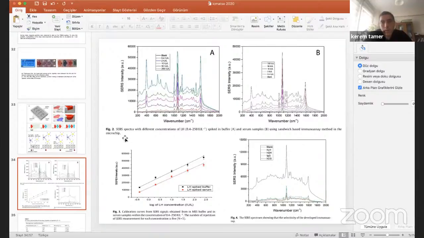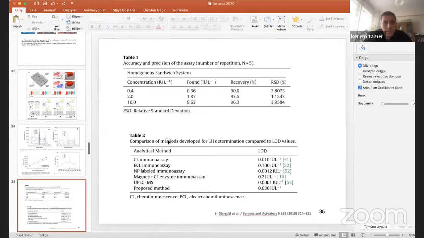Okay, we also make some calibration curves. I'm going to skip this one, because our time is very limited. I'm going to give some merits of the analytical system. As you see, we compared our system with other systems. Our method also reached a low detection limit.